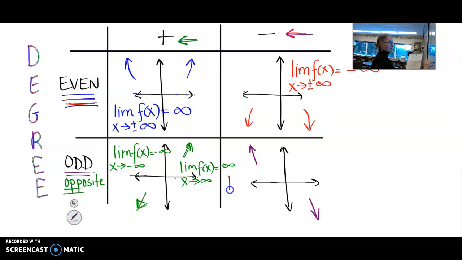So writing it out in limit notation, as x approaches negative infinity, f of x is going up to positive infinity. And on the other side, as x is getting bigger in the positive direction, so as x goes to positive infinity, your y values are going down to negative infinity.